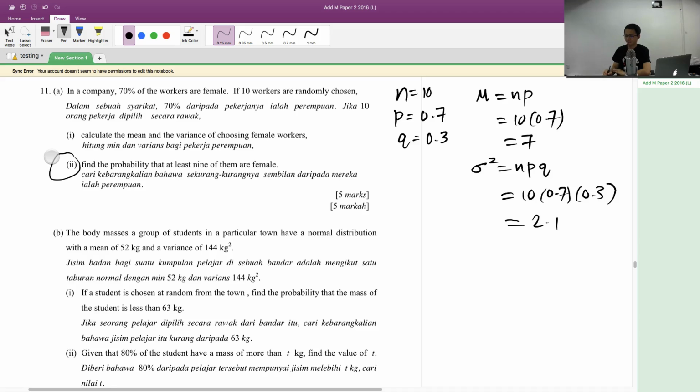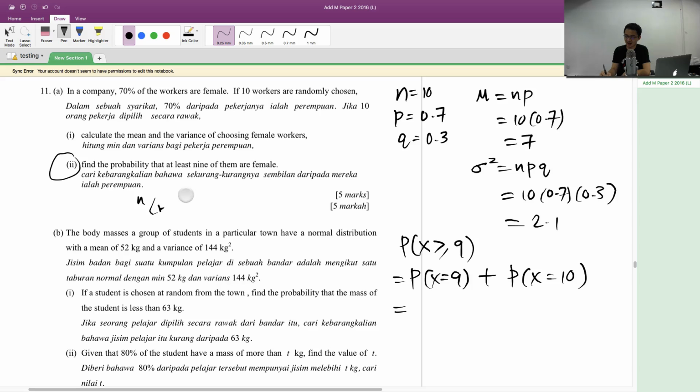Alright, for the second part, find the probability that at least 9 of them are female. That means if X is the number of females, it must be bigger than or equal to 9. So that means you have X equals 9 or X equals 10. For this one you have to use the formula nCr p^r q^(n minus r), for X equals r.